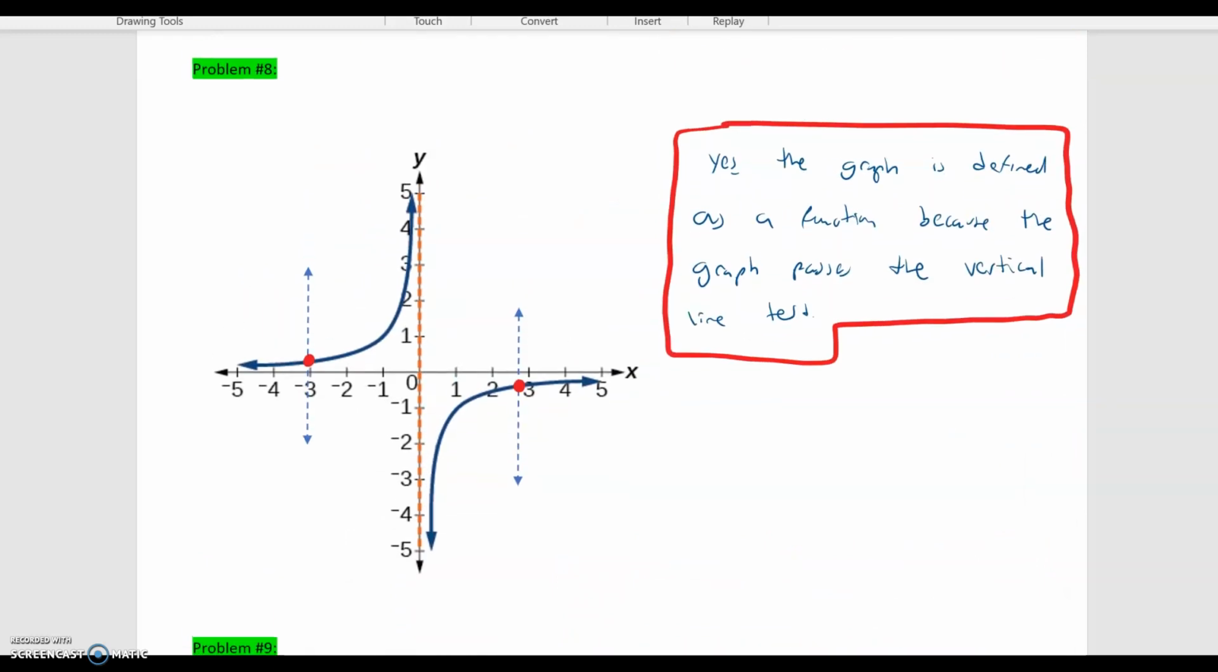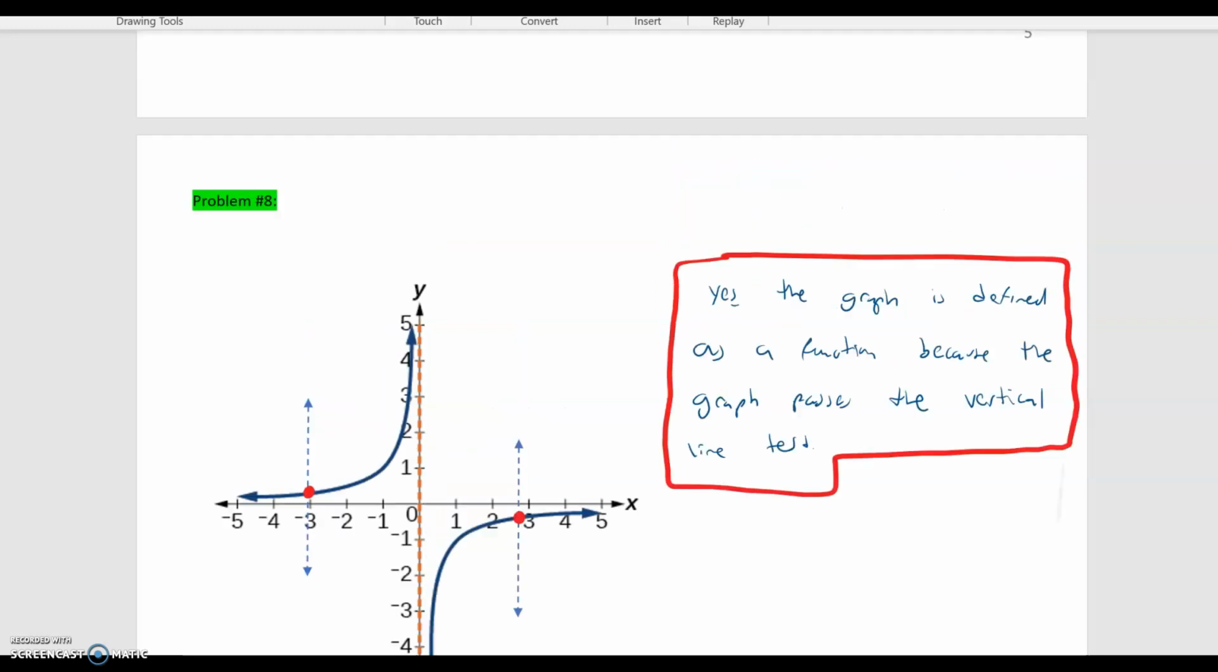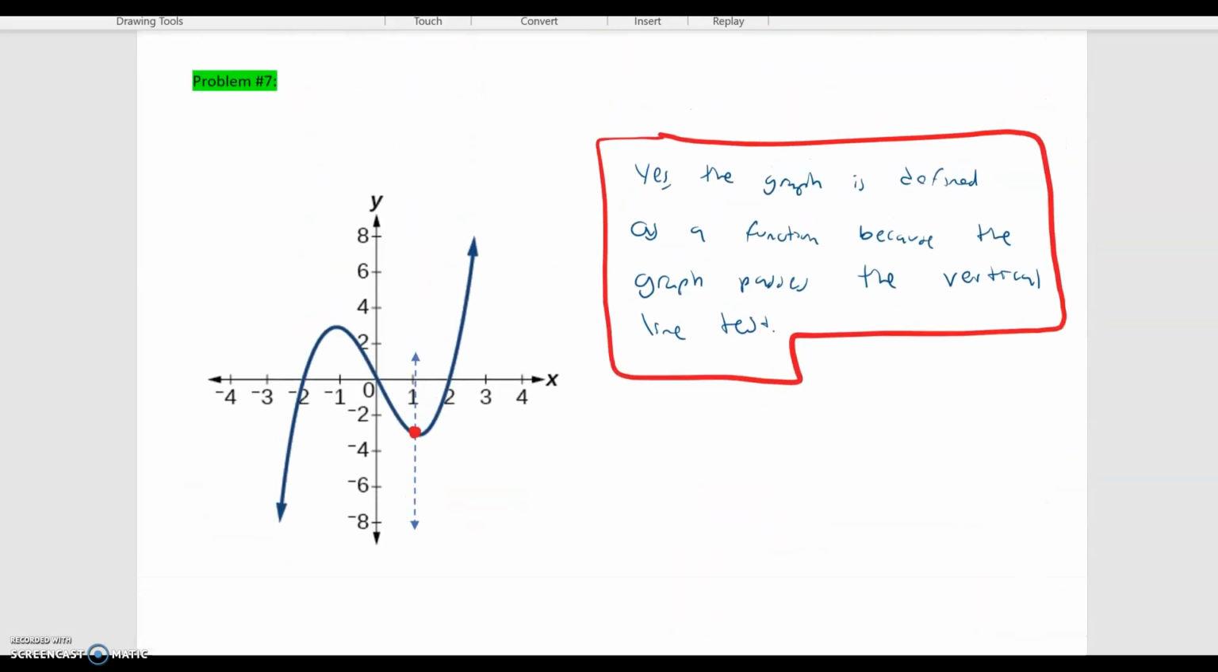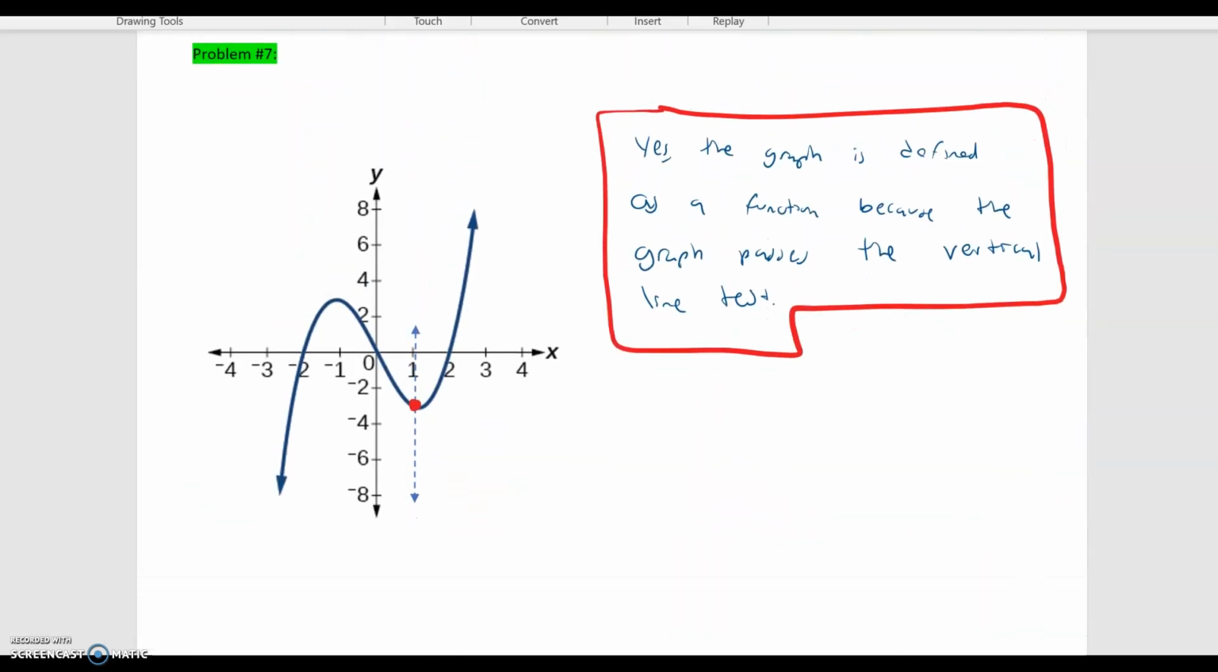Problem 8, it's a function. It's given as 2 pieces, but they're never intersecting. So this one, yes, it's a function. The graph passes the vertical line test. And the first one that we did in this video was 7. It passes the vertical line test as well. I'll put the other problems on another video.